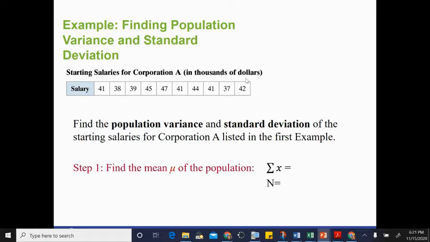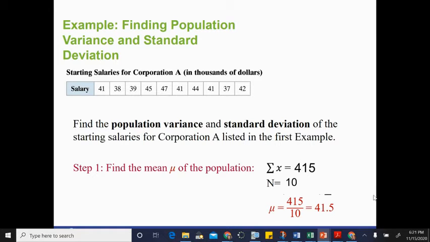So we add up all those terms. We add up all those x's. We get 415. We count how many there are. 1, 2, 3, 4, 5, 6, 7, 8, 9, 10. There are 10. So that's our population size. And then we divide that. That tells us our average, our mean, our population mean. So now we're going to use this mean and we're going to subtract 41 minus 41.5 and 38 minus that.